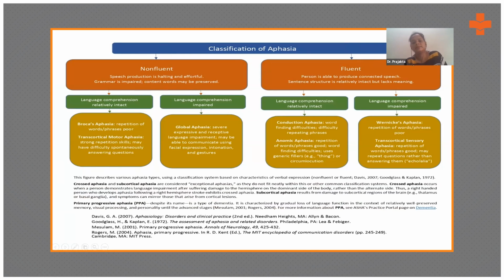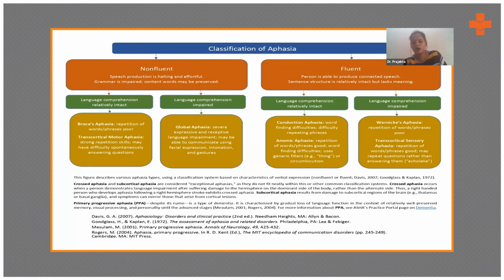Fluent aphasia: the person is able to produce connected speech and sentences, the structure is relatively intact, but it lacks meaning. I will give a nice example; we also used to call it verbal diarrhea, wherein you ask the patient, how are you? Oh yeah, we had a very nice time.